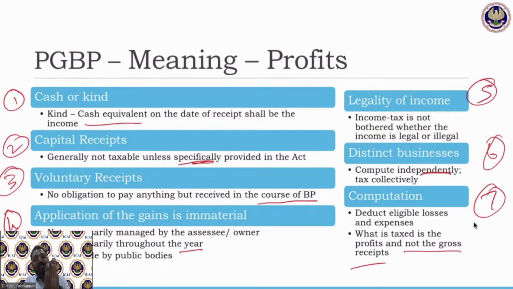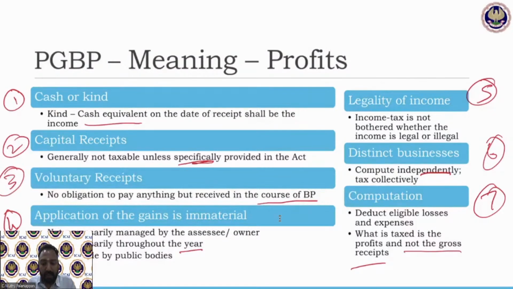And then when you have multiple businesses, each business should be distinctly, independently calculated. But when it comes to tax, you combine it. And finally, when it comes to computing the income, each business is eligible for its own share of deduction and expenses. So what is taxed is not the gross receipts, only the profits of each business. So that's what the 7 principles of profit are about. Any doubts, you can keep sharing now and then, and I'll probably clarify them.